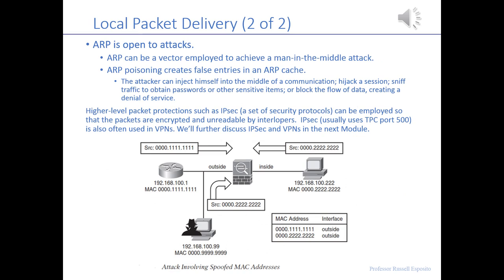There are many specific ways to create false entries in a machine's ARP cache, and that's what hackers like to do to take control. The effect is all the same regardless of what the methodology is. Communications will be routed to the attacker's machine. This type of attack is called ARP poisoning. The attacker can use this method to inject himself or herself into the middle of a communication, hijack a session, sniff traffic to obtain passwords or other sensitive data, or block the flow of data, creating a denial of service attack.